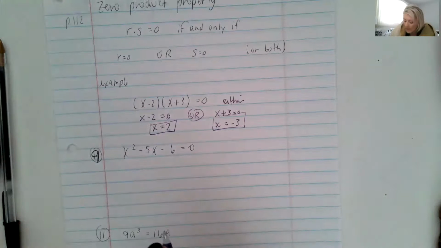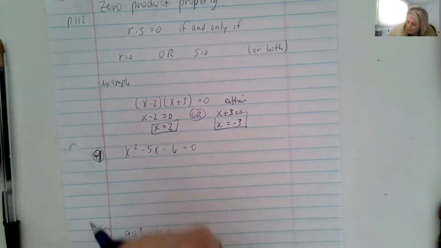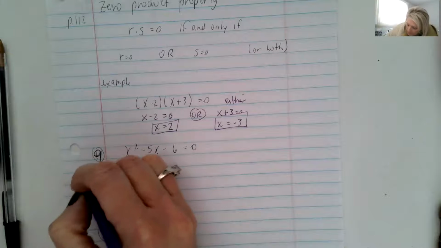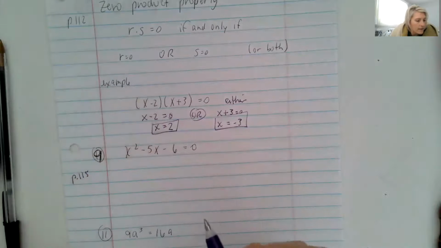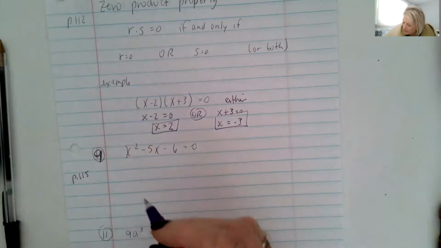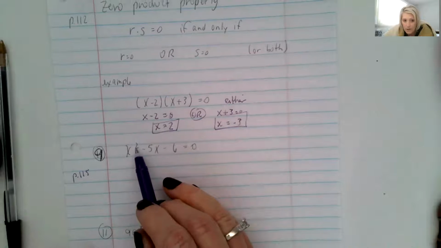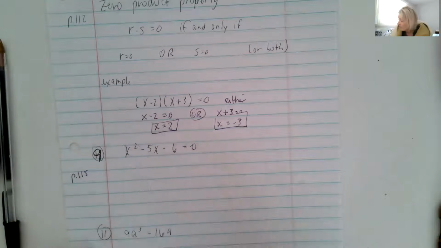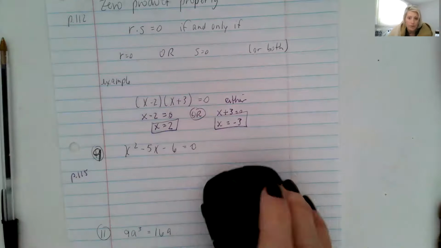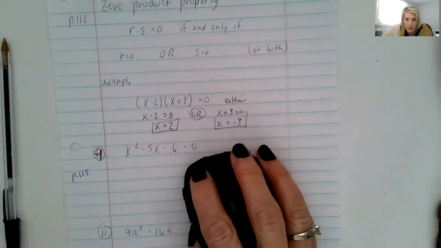So let's look at number 9 on page 115. Again, it's asking us to solve each of the following equations. So we're trying to solve for x. And because this x term has a 2 or bigger exponent, we can see that we are going to have to do some factoring before we can try to solve for x.